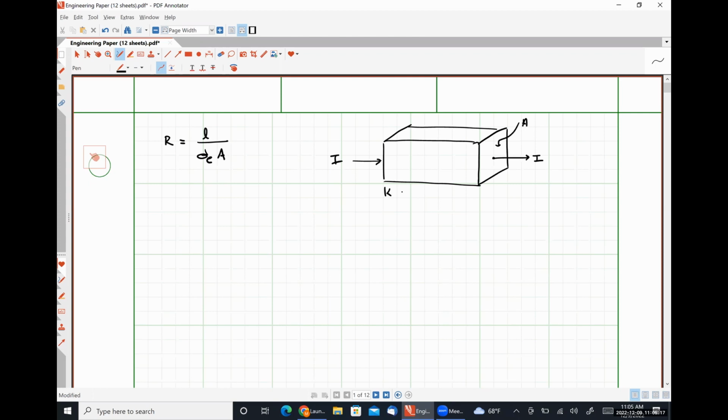So let's define this dimension as our length, this dimension as our width, and this dimension as our thickness. And so we can slightly modify our resistance expression to be L over sigma times the width multiplied by the thickness.